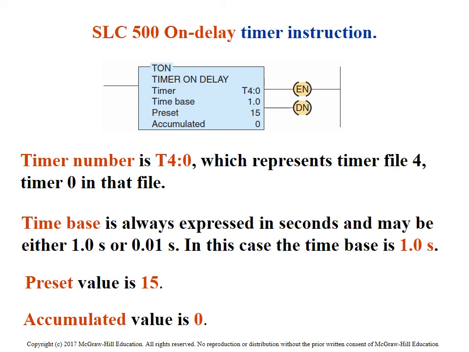So here we are looking at the same thing. The T4:0 is the address. The time base, again, has multiple options here that we don't have in the 5000. The preset value is 15 in this case, so that's the value you enter into that timer. The accumulated value at this point is 0, so there hasn't been any accumulation of time on this timer.